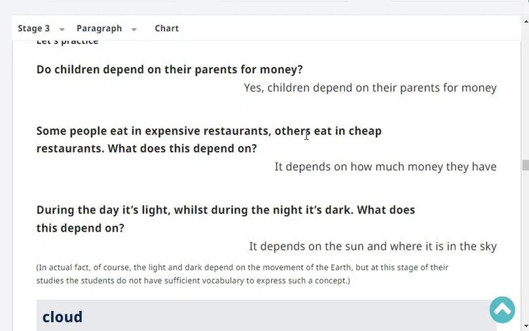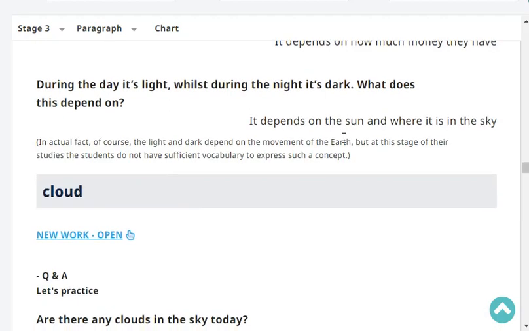Okay, next. Listen. Some people eat in expensive restaurants. Others eat in cheap restaurants. What does this depend on? It depends on how much money they have. Very good.